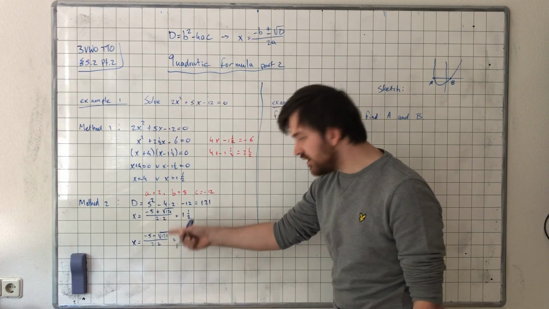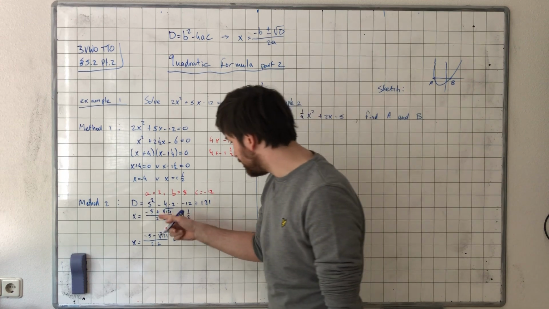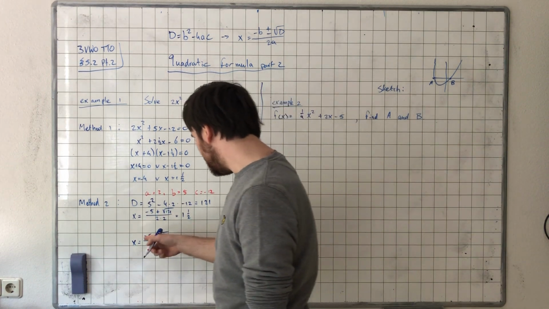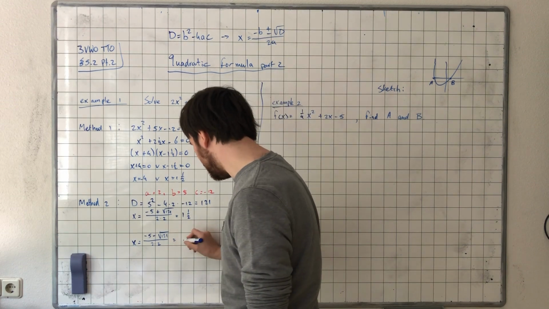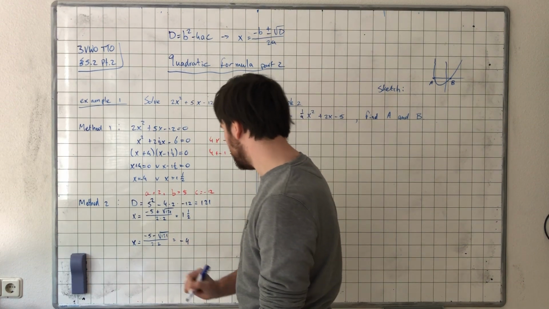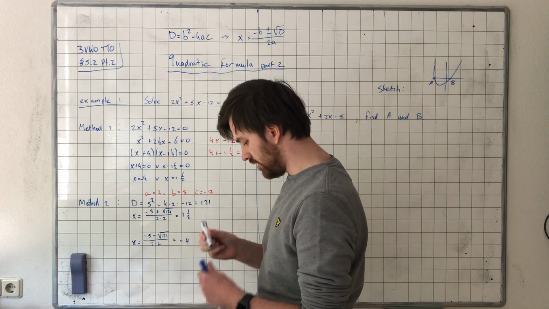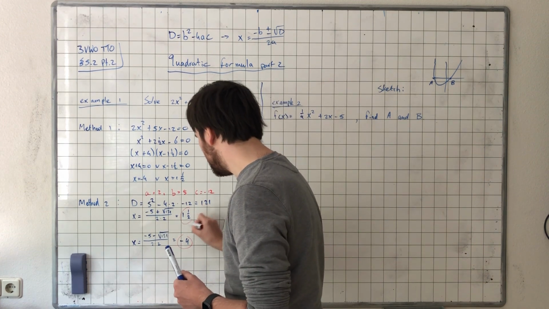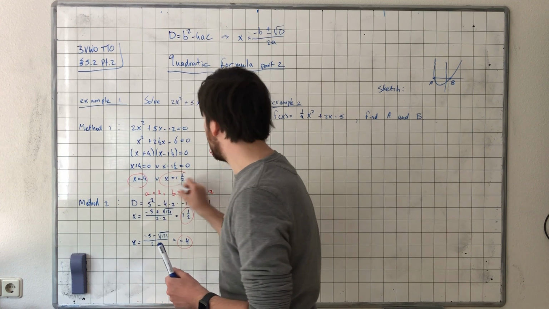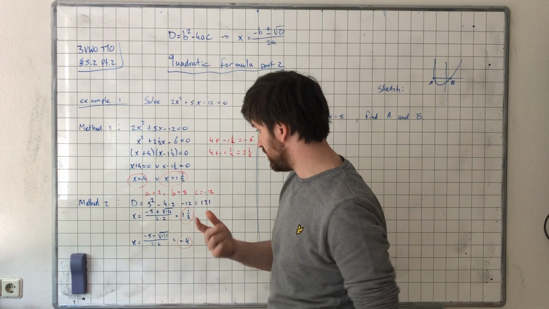Keep in mind the only difference between those two expressions is the plus and the minus. In this case, minus 5 minus 11 is minus 16, divided by 4 is minus 4. Hey, our answers are the same. So use whatever method you like as long as it's correct.